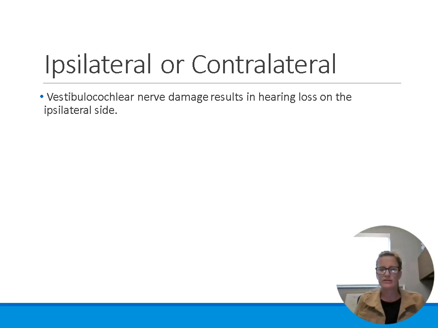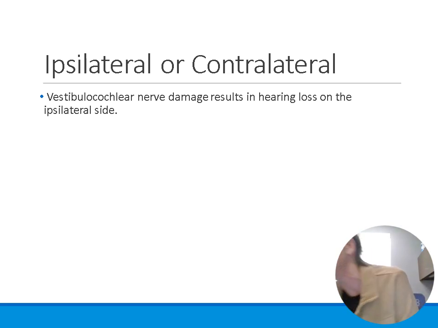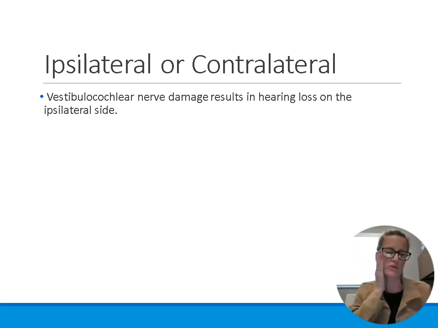Just one last little note, vestibulocochlear nerve damage results in hearing loss on the ipsilateral side, right? So cranial nerve 8, if there's sensorineural hearing loss in the right ear, that means it's the right vestibulocochlear nerve that has a lesion present in it.